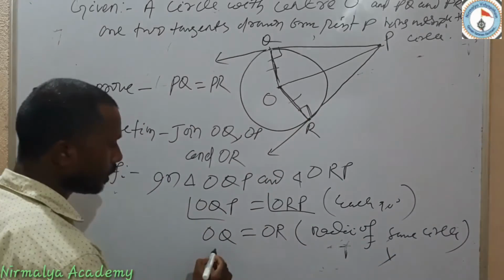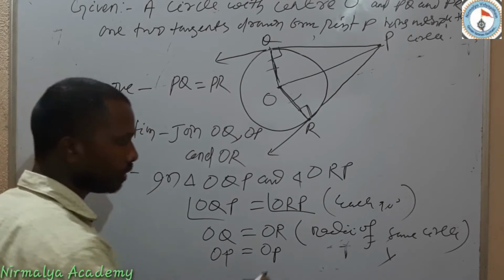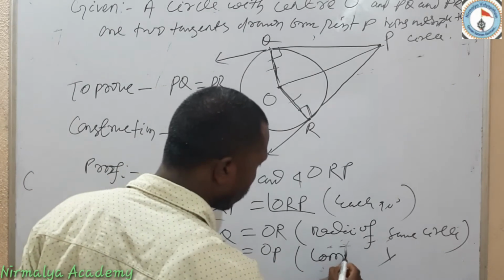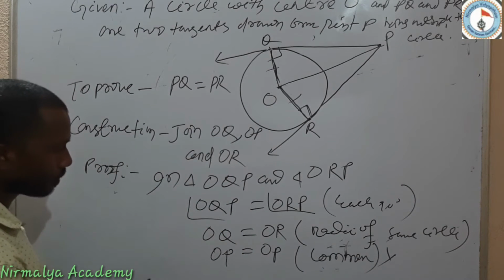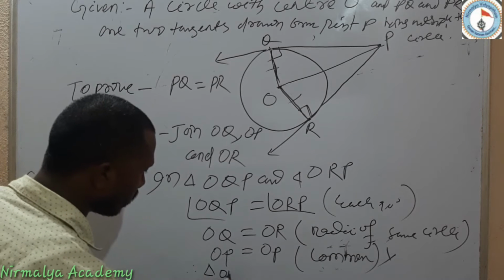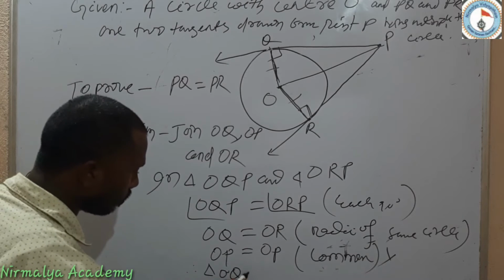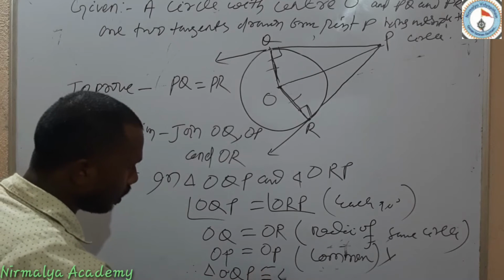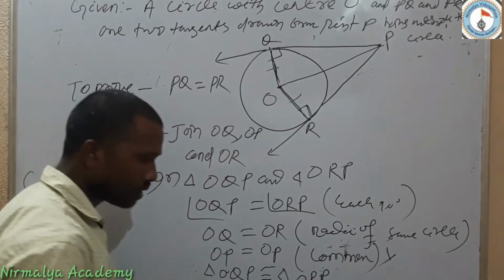Next, OP is common, so it can be written as OP or PO. This is common for both triangles. Therefore, triangle OQP is congruent to triangle ORP. This is by RHS.